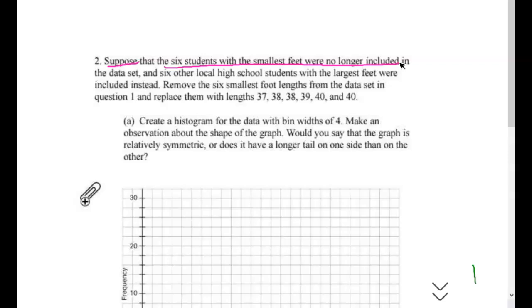And what are we going to do? The students with the largest feet were included instead. Okay, so we're going to replace the smallest centimeters with what? The biggest. With the biggest feet. Okay, and they're going to be these lengths right here.